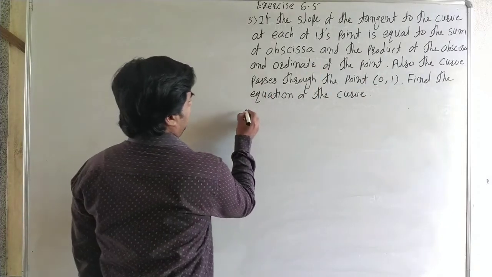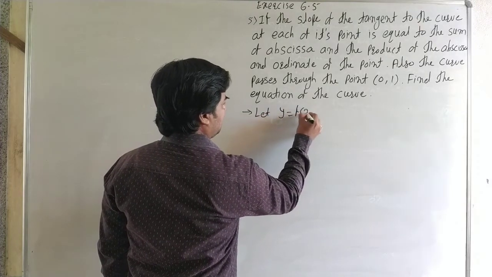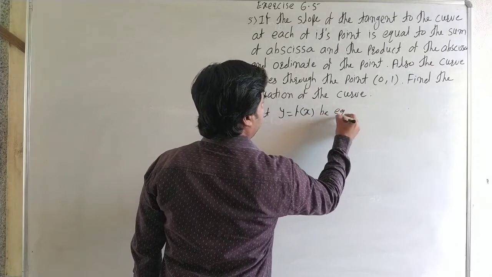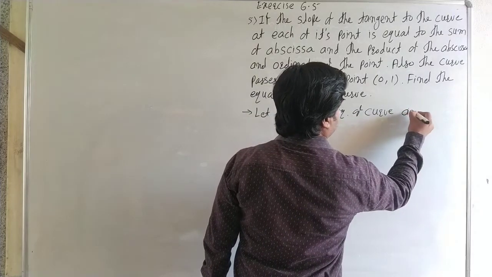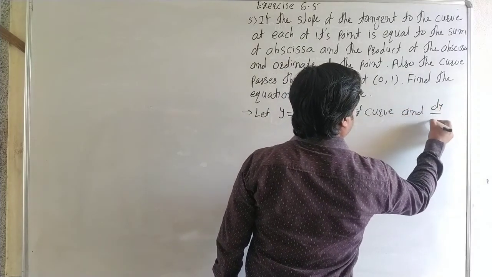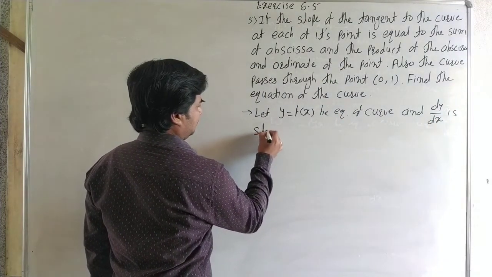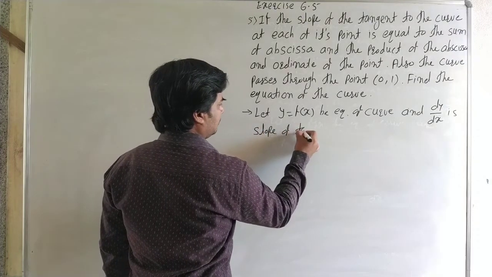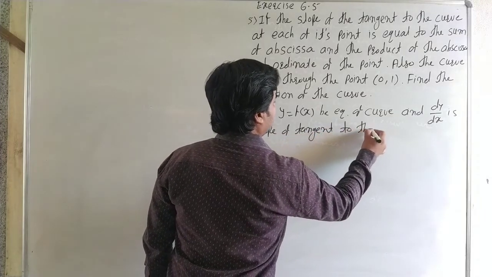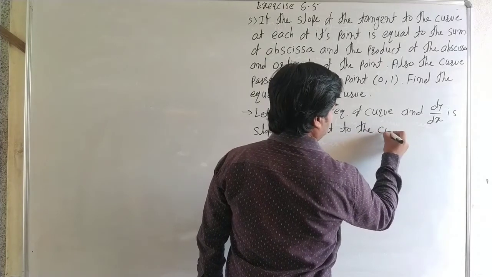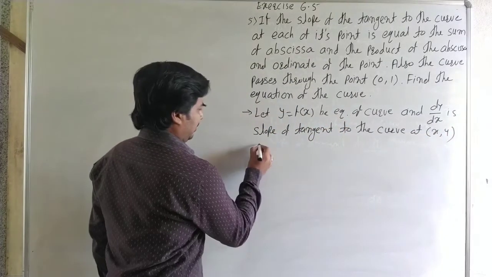Okay, now the same example. Let y is equal to f of x be the equation of the curve, and dy by dx is the slope of the tangent to the curve at (x, y).